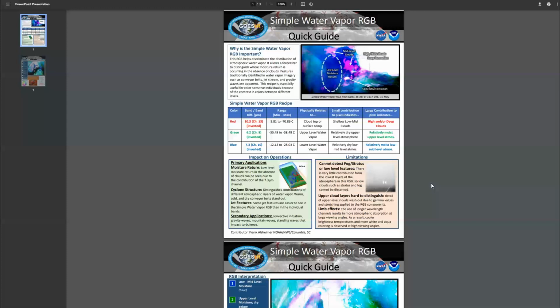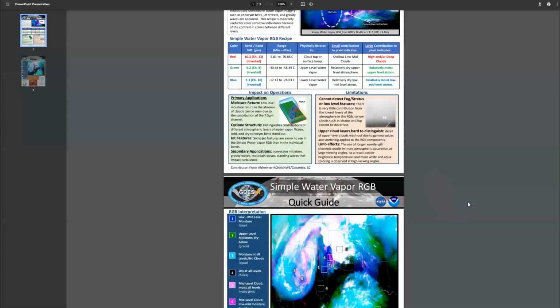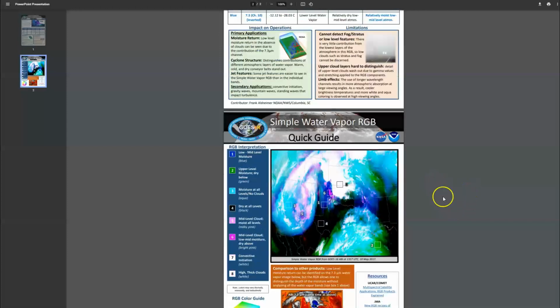Upper cloud layers, hard to distinguish. That's true. And there is, again, the use of longer wavelength channels results in more atmospheric absorption at larger viewing angles. So as a result, cooler, brighter temperatures and more white and aqua coloring is observed in high viewing angles. So tonight's discussion is basically about the water vapor channel and why meteorologists use it and why it makes a difference.